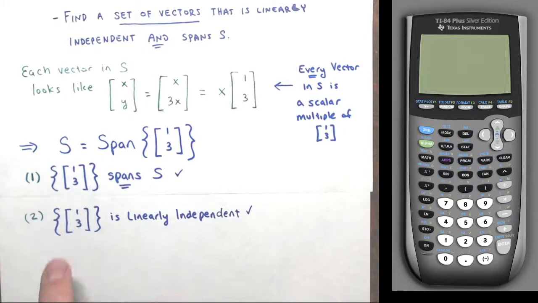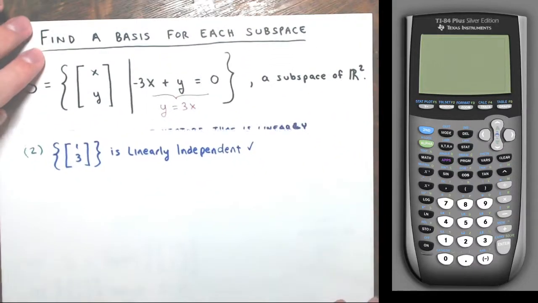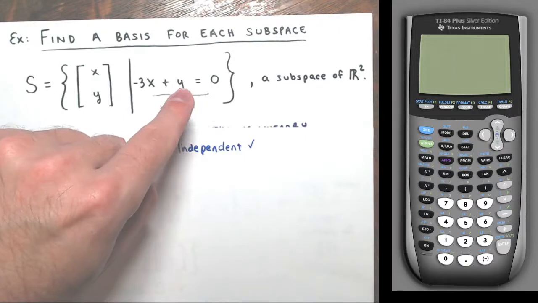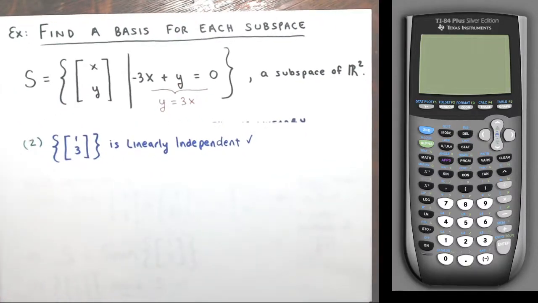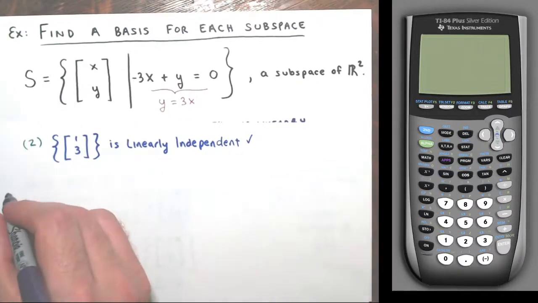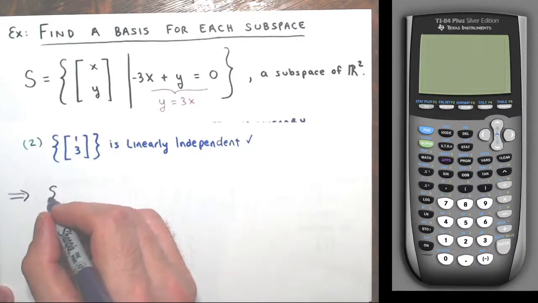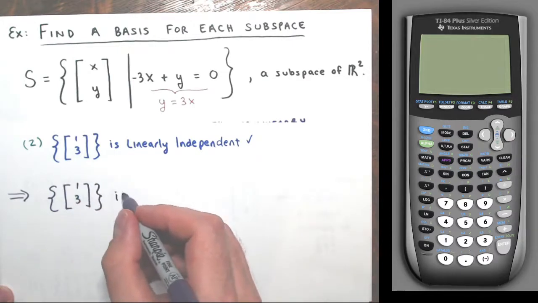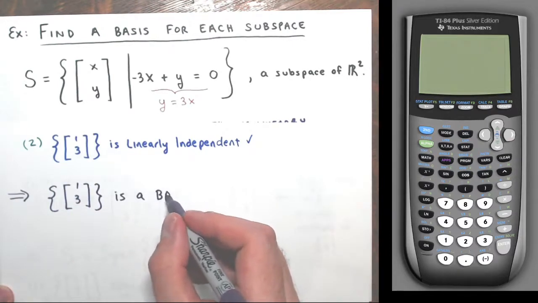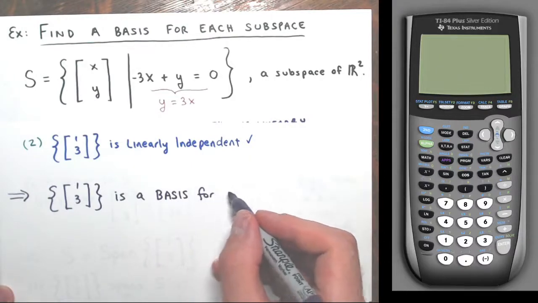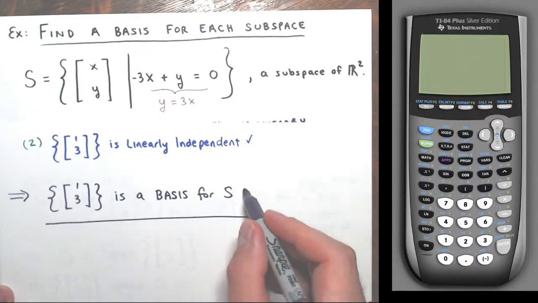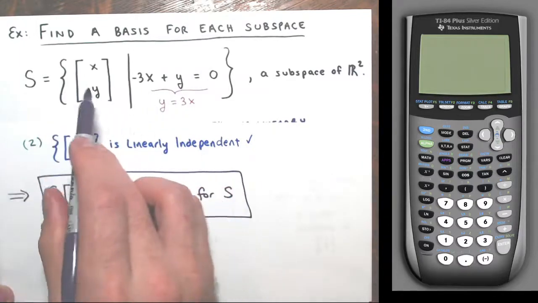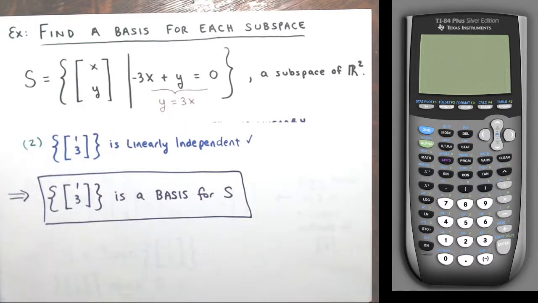Therefore, this set with just the vector (1, 3) in it is a basis for this set of vectors S that's described up here. So therefore, the set with vector (1, 3) is a basis for S. A subspace is a vector space. This vector space S has a basis of (1, 3). Great, and that's really what these boil down to.